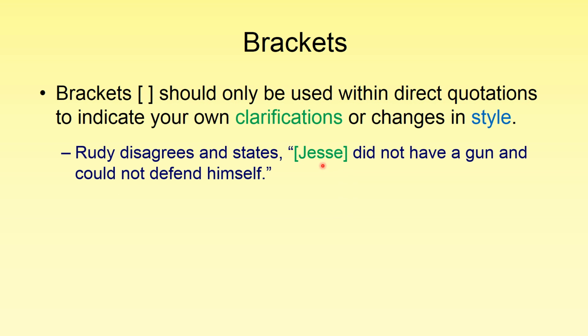Here, we likely had a pronoun before, but without the antecedent Jesse, we might not understand who this person is referring to. So we've replaced the pronoun with the antecedent Jesse. You'll also note that this does not change the meaning of the sentence in any way.